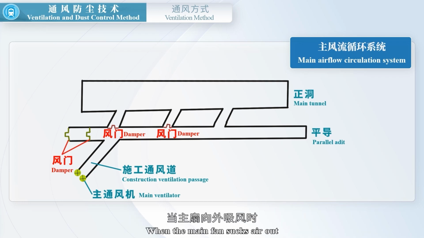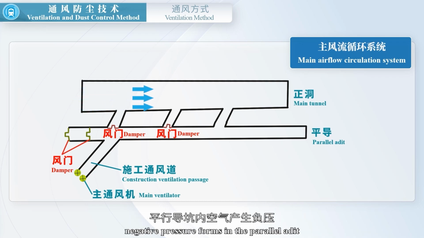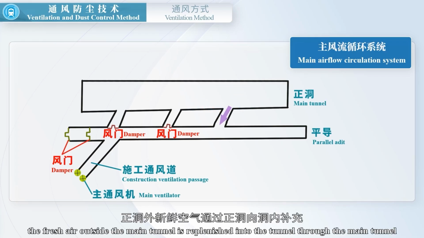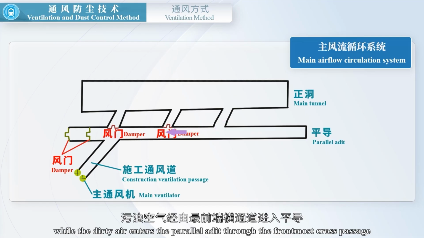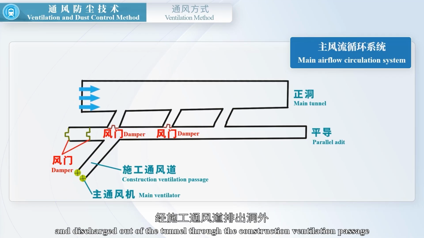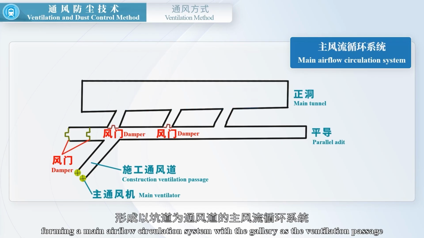When the main fan sucks air out, negative pressure forms in the parallel adit. The fresh air outside the main tunnel is replenished into the tunnel through the main tunnel, while the dirty air enters the parallel adit through the frontmost cross passage and is discharged out of the tunnel through the construction ventilation passage, forming a main airflow circulation system with the gallery as the ventilation passage.